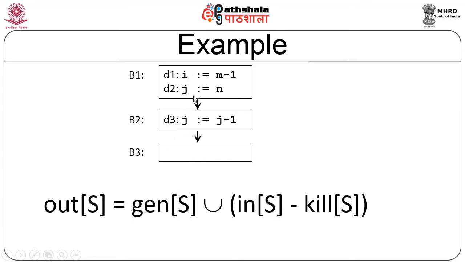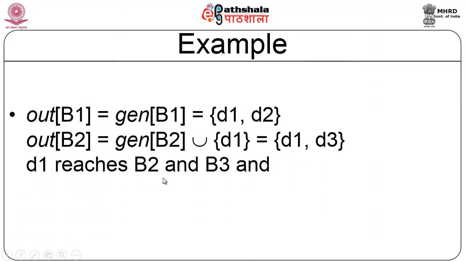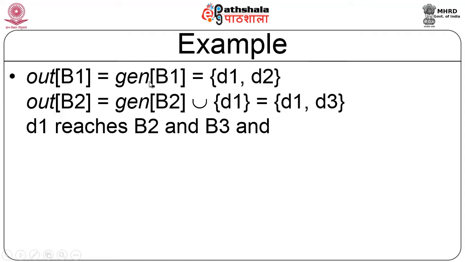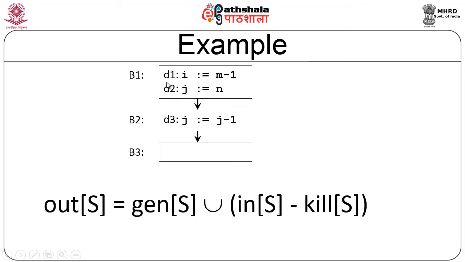So, what gets generated out of this particular statement D3 is nothing but what gets generated by D3 union what gets entered into this statement D3, minus what gets killed. That is going to be your situation for out. For example, in this example, gen of B1 is equal to D1 comma D2. Out of B1, why do we say that? Here there are only two statements, and that is the first block. Therefore, out of this basic block is nothing but whatever gets generated here only.